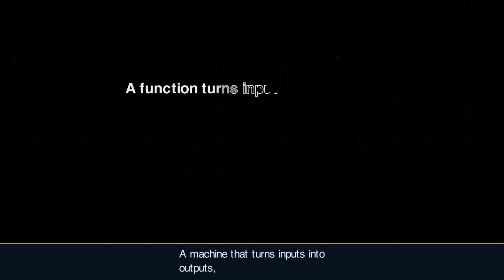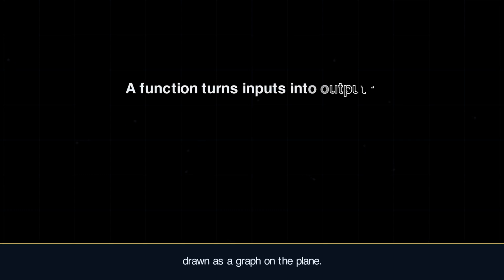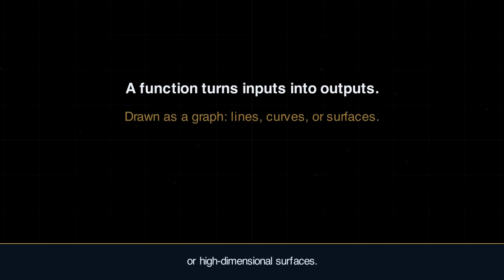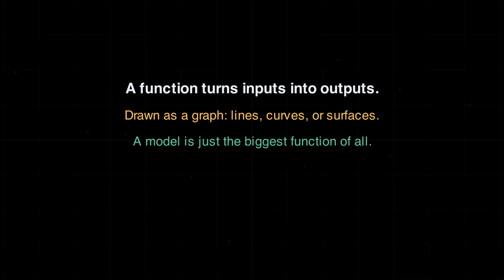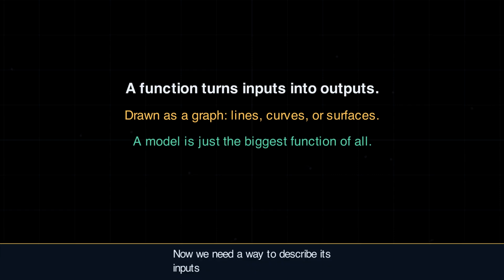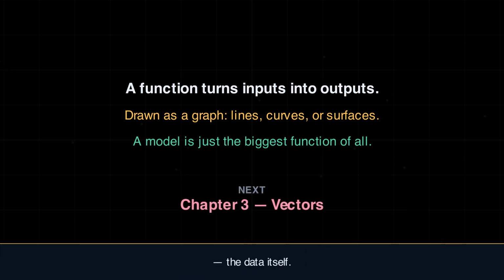So, functions. A machine that turns inputs into outputs, drawn as a graph on the plane. Straight lines or bending curves or high-dimensional surfaces. And a model is simply the biggest function of all. Now we need a way to describe its inputs, the data itself. Next, vectors.